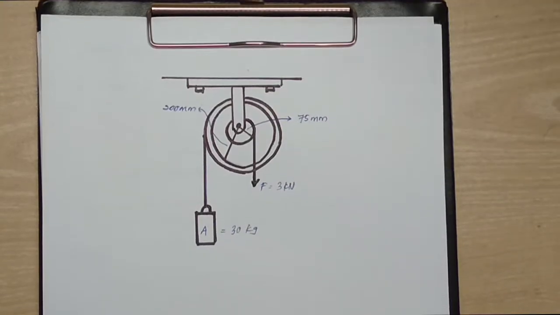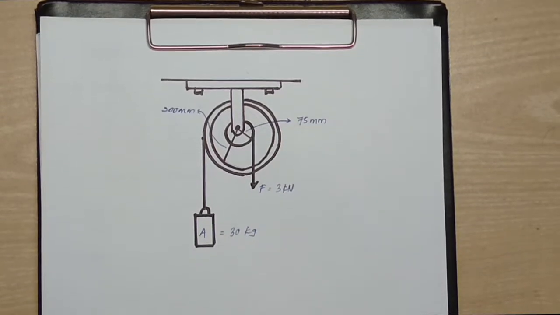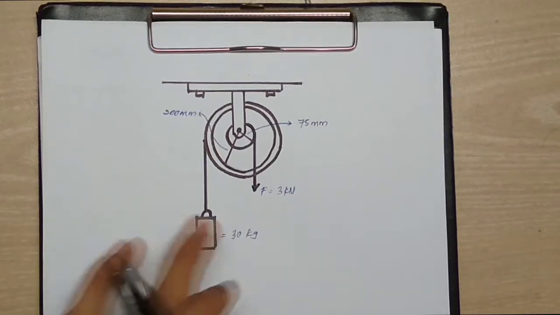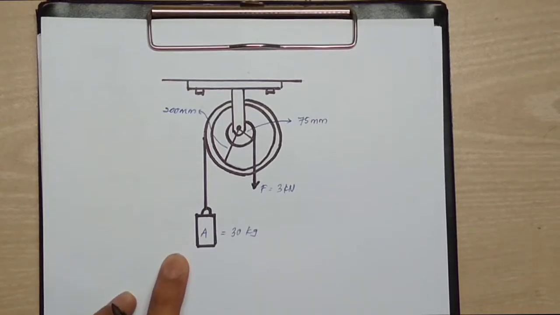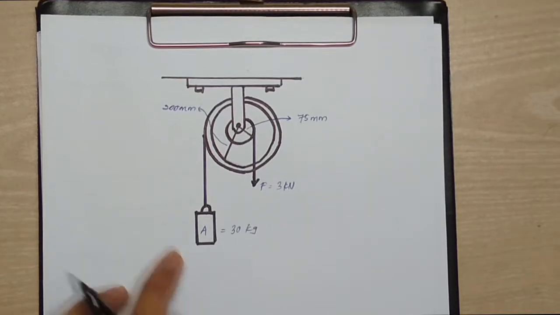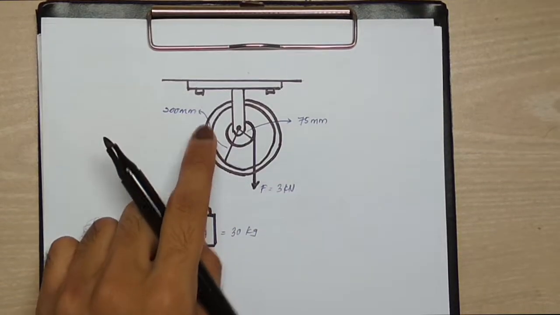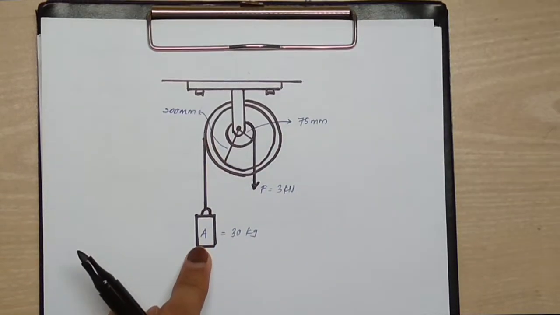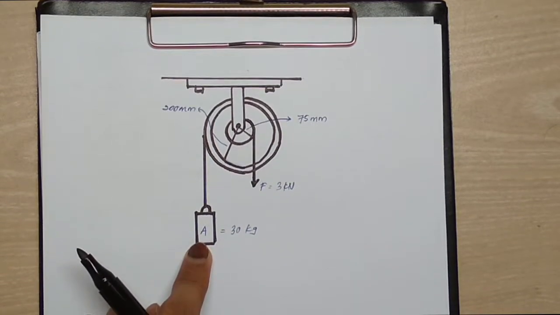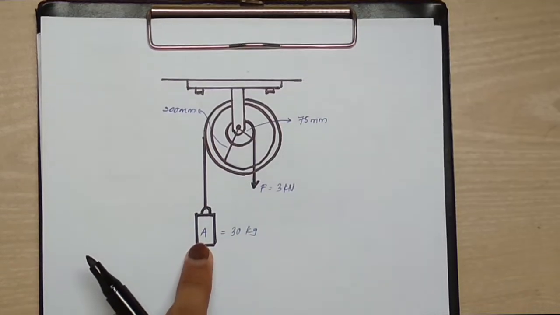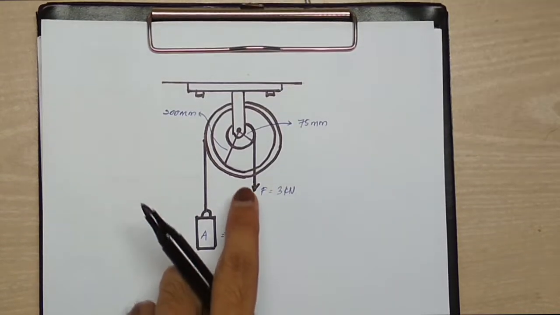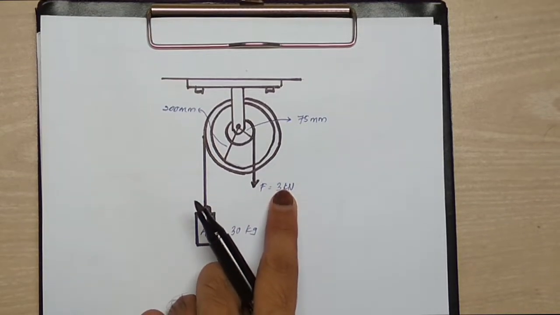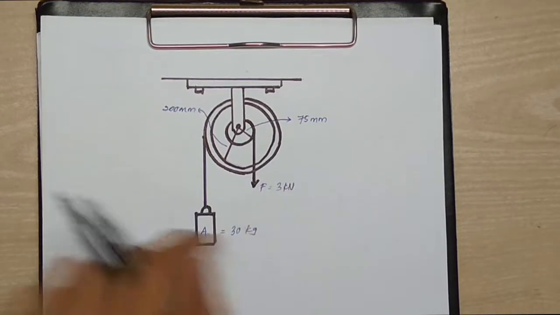Hello everybody. Okay, next we are going to discuss or solve another dynamic question. So this is the figure. As we see, this figure consists of two wheels which are attached to one another and turn at the same rate. So the block A has a mass of 30 kg and is initially at rest. A constant force of 3 kN is applied to the rope wrapped around the inner hub of the pulley.